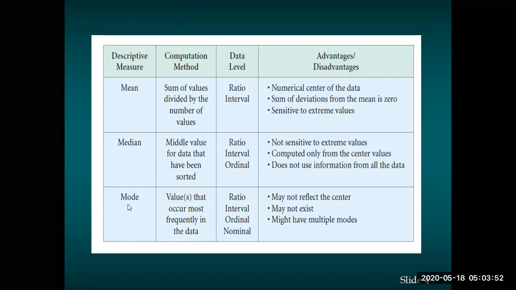Mode, on the other hand, is the most frequently occurring observation in the data set. This can be done for any kind of data, both for qualitative and quantitative data. So that's an added advantage. But it may not exist at all with some data. If none of the numbers is repeating, there is no mode of the data. And it may not reflect the center at times. There's a possibility that data has two modes, maybe more modes. So these are a few basic things about mean, median, mode.